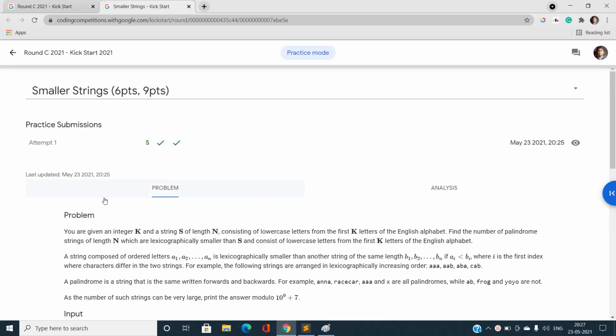Okay, so coming back to the very first problem, Smaller Strings. Actually, I haven't given this contest. I have been quite busy nowadays. So after the contest was over, I looked over the problems.